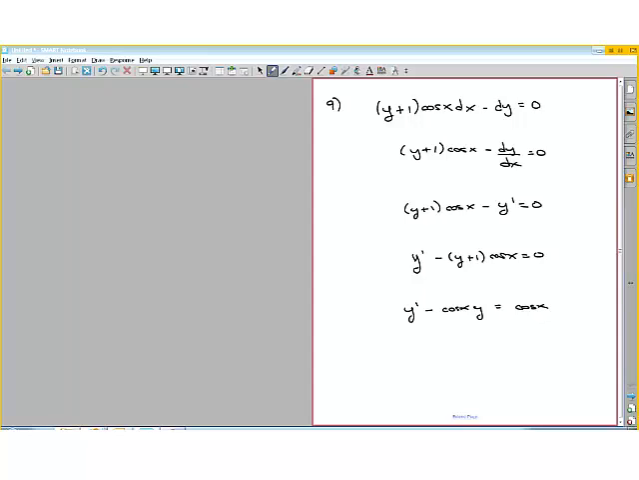There's no coefficient in front of y prime. We have y prime and y. It's first order, and it's linear because we don't have y squared or y prime squared. So we can identify p of x. We don't really need to identify q of x, to be honest. So p of x is minus cosine of x.